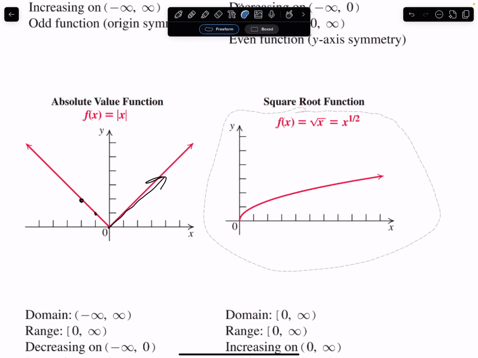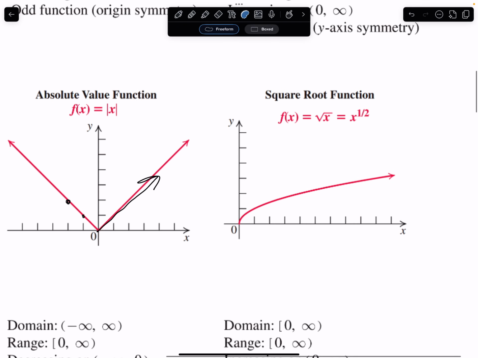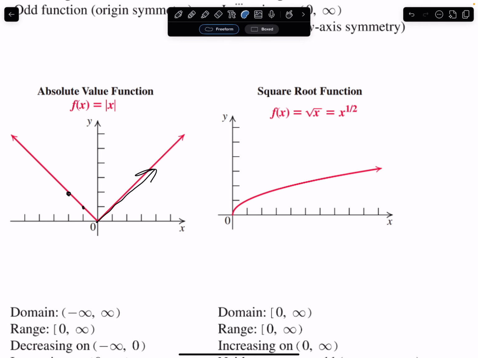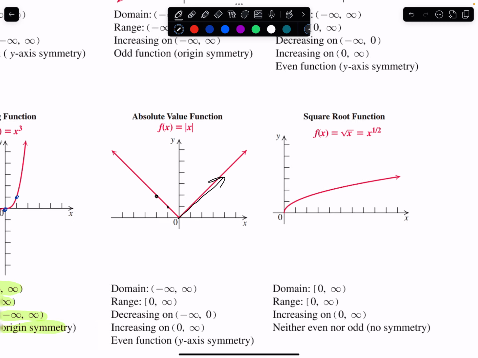Not sure if I can select this portion of the picture or not. Yeah, I don't think I can. Okay, never mind. I was going to rotate this thing, but it doesn't let me do it.